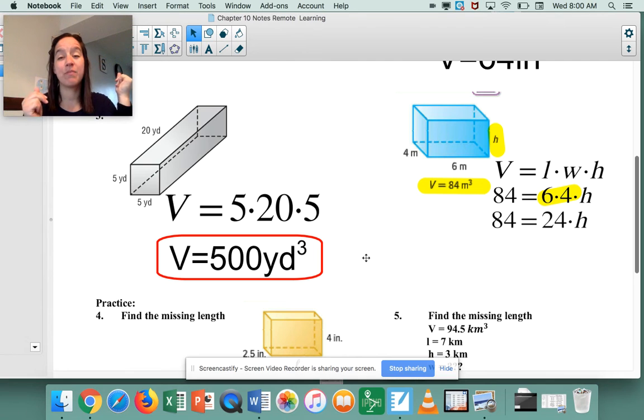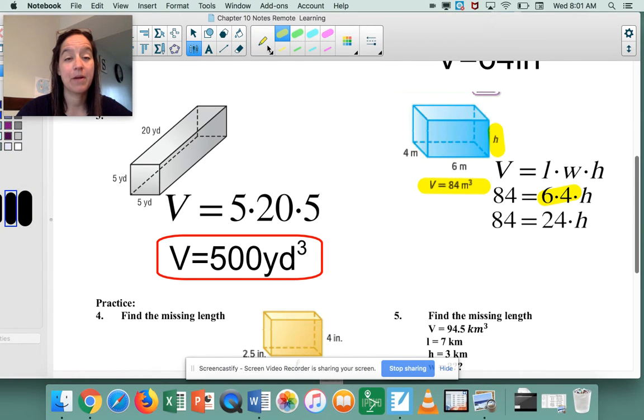If I have a missing dimension or a missing piece to this equation, I solve it by undoing the problem. We do the inverse operation. We also call it doing the opposite. So I currently have a multiplication problem here, and to get rid of it, I'm going to use division. So I'm just going to get my marker out here, or my pen.